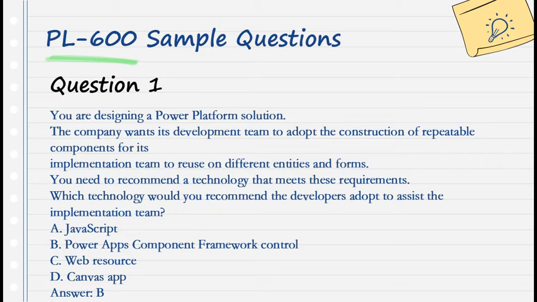Question 1. You are designing a Power Platform solution. The company wants its development team to adopt the construction of repeatable components for its implementation team to reuse on different entities and forms. You need to recommend a technology that meets these requirements. Which technology would you recommend the developers adopt to assist the implementation team? A. JavaScript. B. Power Apps Component Framework Control. C. Web Resource. D. Canvas App. Answer: B.